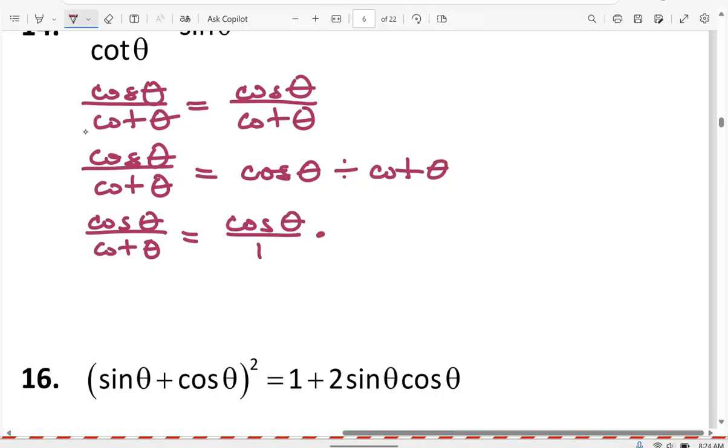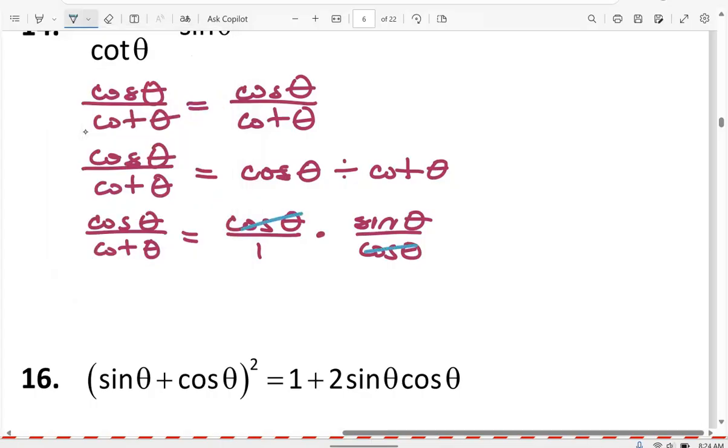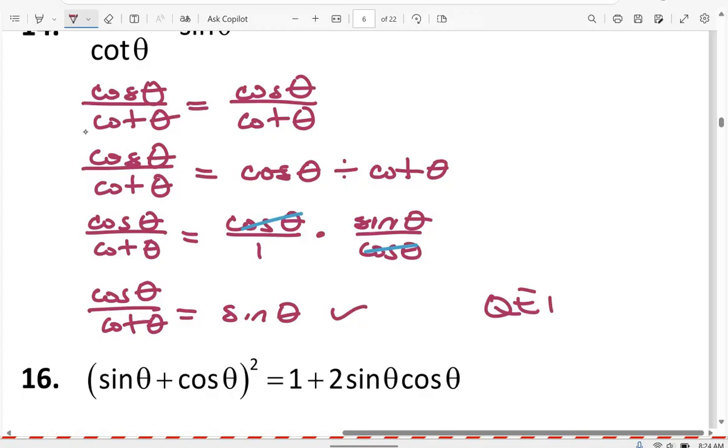And so when we do a division of fractions, we multiply by the reciprocal, and the reciprocal is tangent, and tangent is sine over cosine. And now we can cancel our common factors of cosine, and we have cosine of theta divided by cotangent of theta is equal to the sine of theta. Now we've proven what we need to, and we're done with that proof.